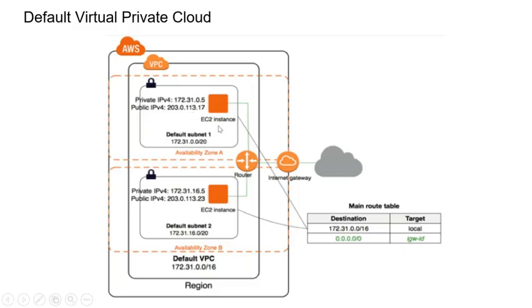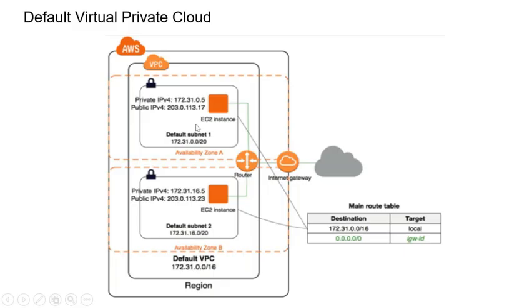As we discussed, in each VPC you can create up to 200 subnets. It doesn't mean that in each single zone we should have only one subnet. It's not like that. In a single zone, you can have multiple subnets.